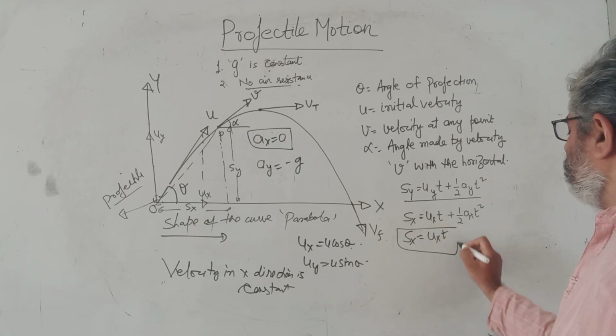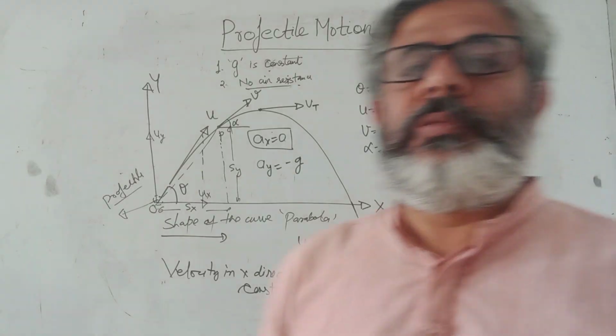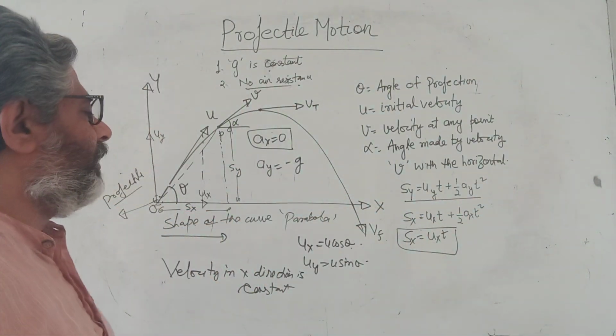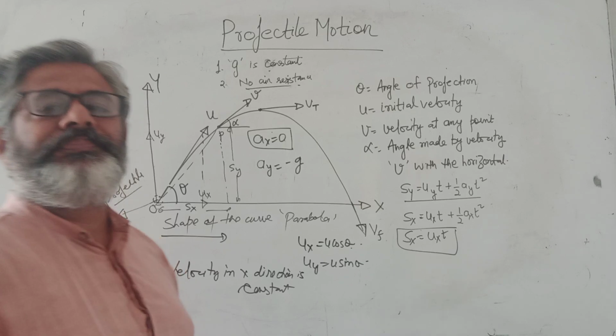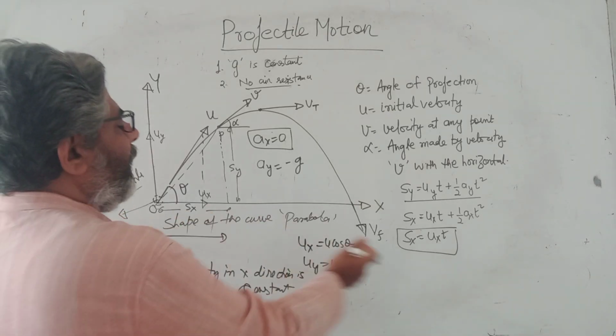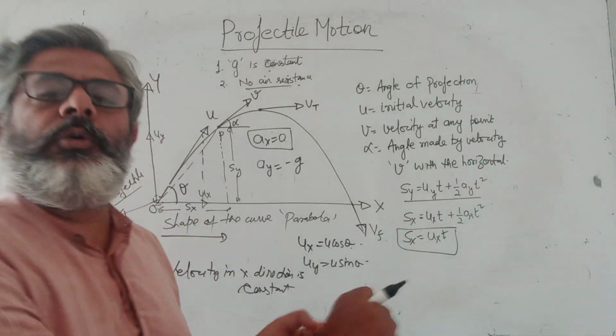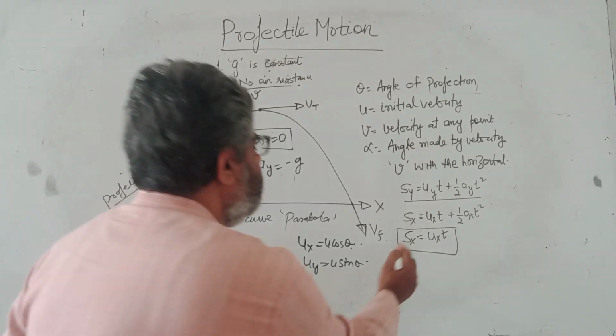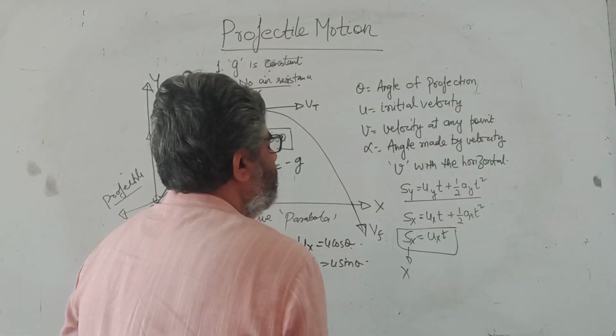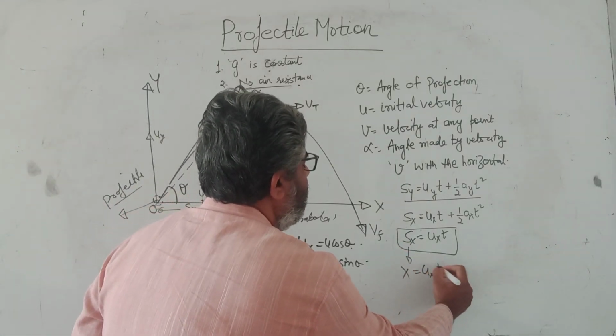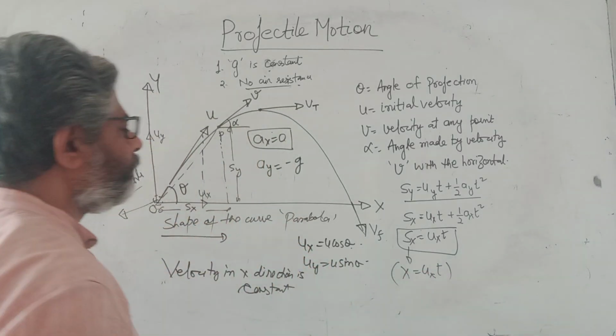Now if you remember this, this is something very important which we failed to apply in our questions. Sx is equal to uxt. Sometimes in some books for sx they will only write x, so don't be worried. In some books they will only write x. So often they write like this: x is equal to ux into t.